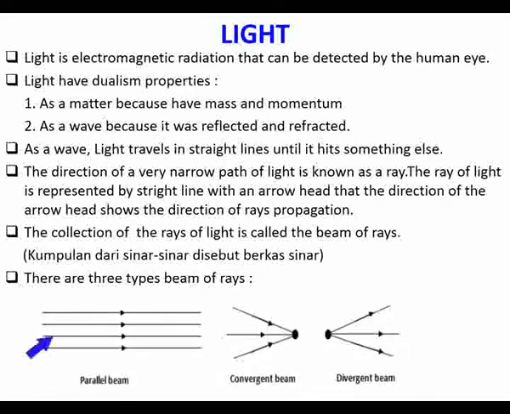The first beams are parallel beams. The second beams are the convergent beams. The convergent beam is formed if all rays are collected to one point. The third beam is the divergent beam. The divergent beam is formed if all rays are scattered from one point to all directions.